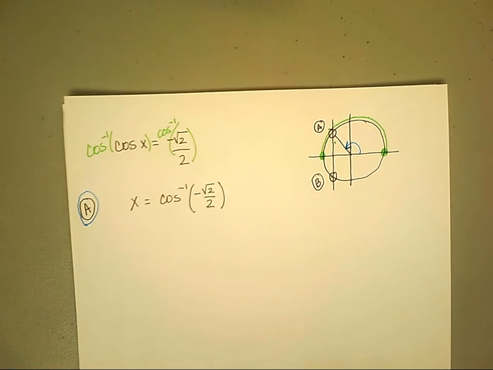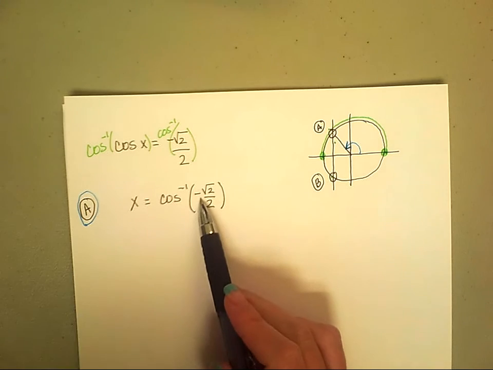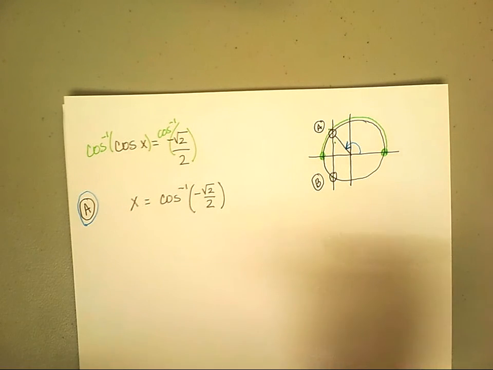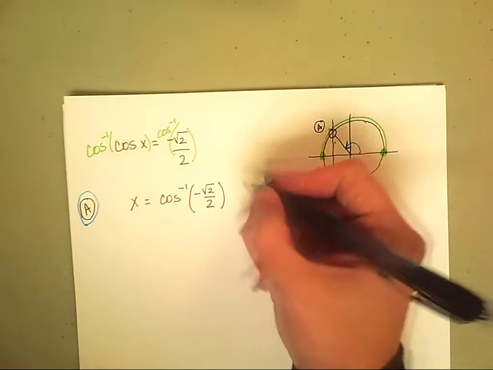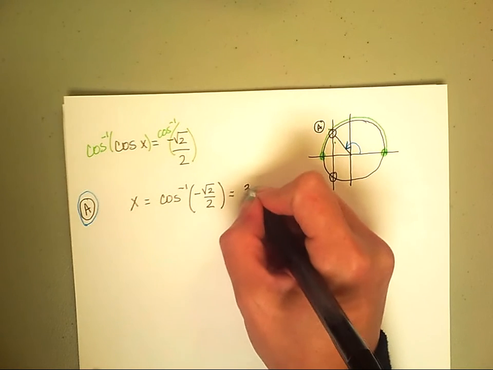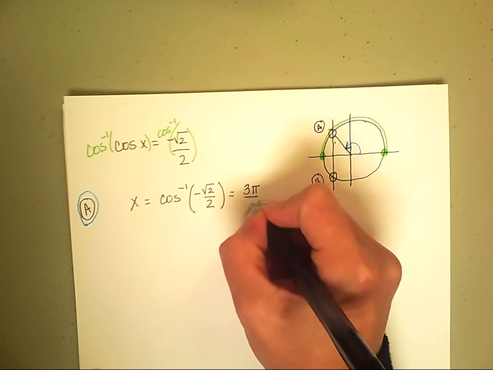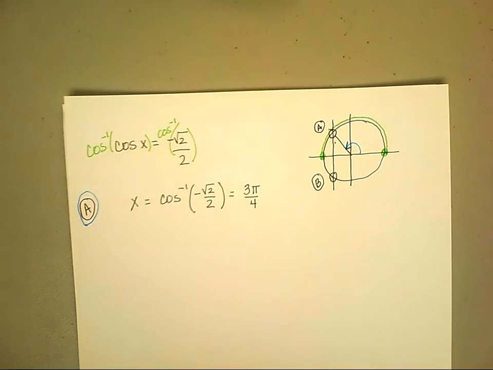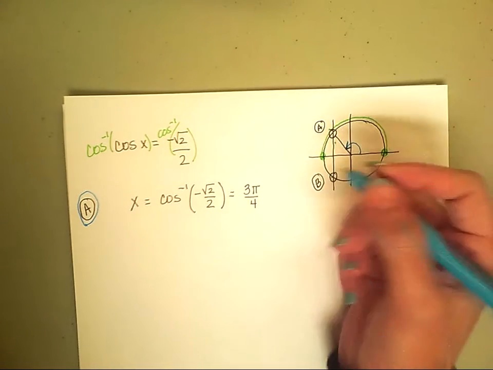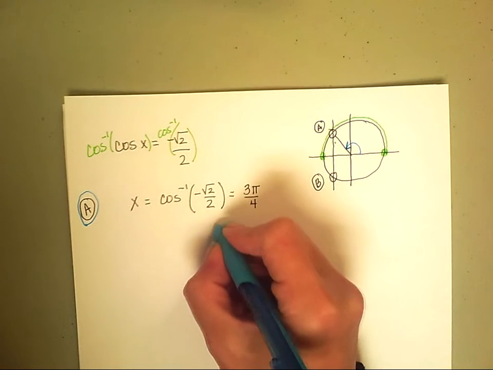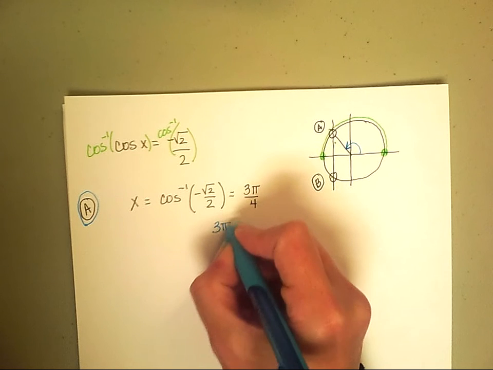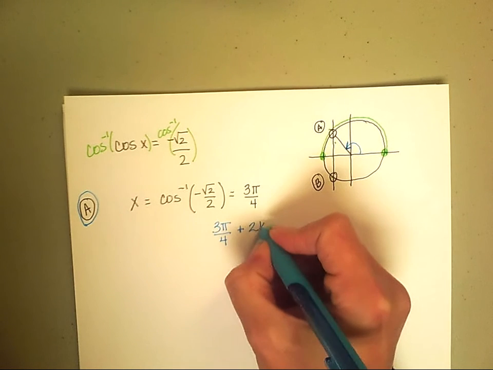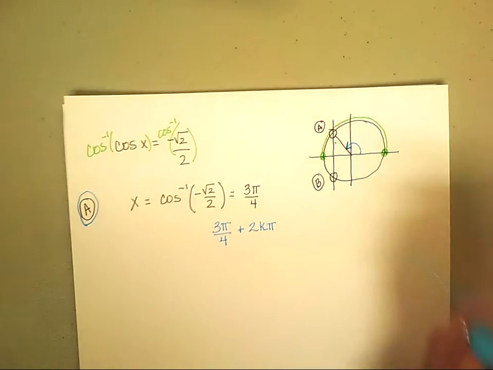But we actually know what the inverse cosine of negative square root of 2 over 2 is. That is 3 pi over 4. And remember, we're not just looking for that. We're looking for any looping of that. So, because we're looking for all, this is 3 pi over 4 plus 2k pi, which is what we had before.